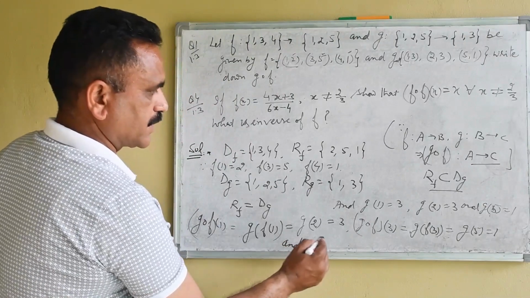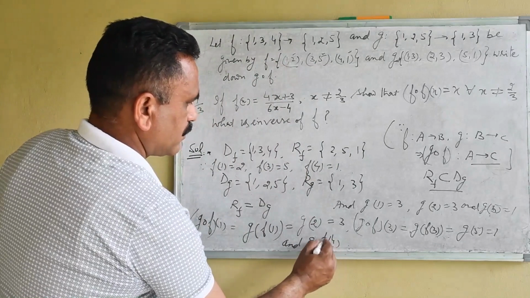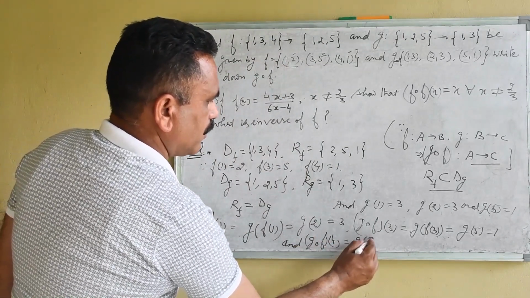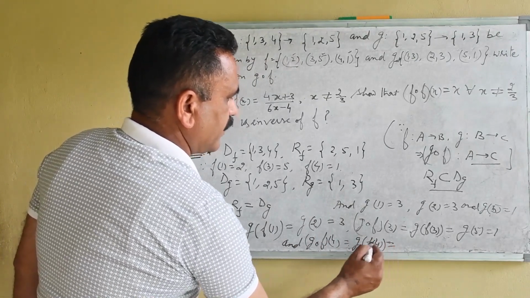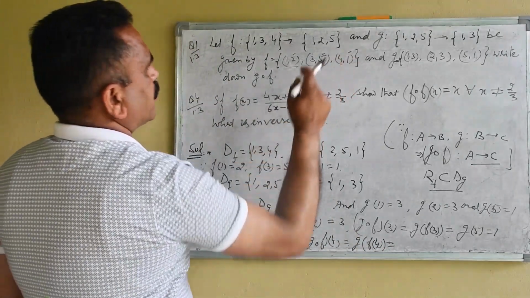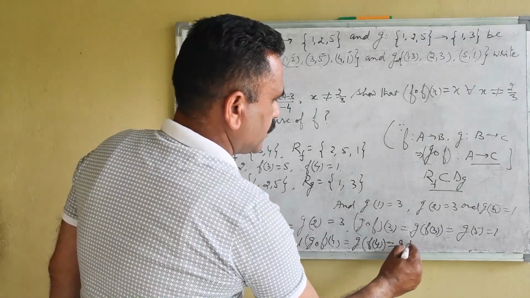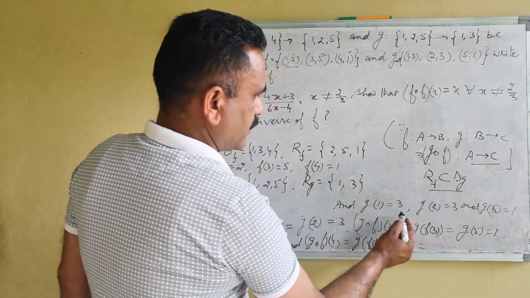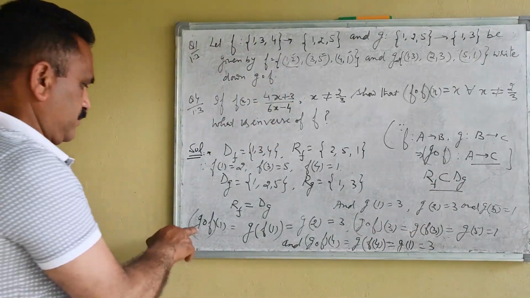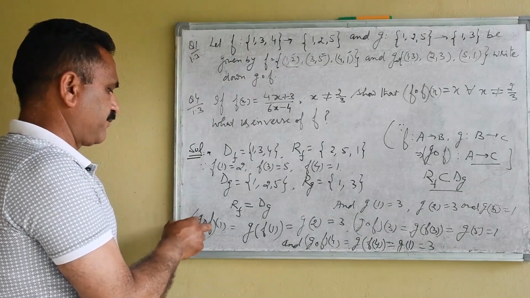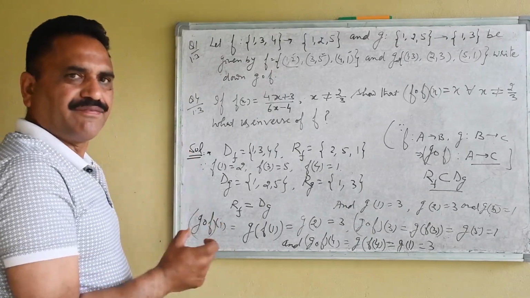And the third element, what is the third element? The third element of the domain is 4. So this is equal to g of f of 4. What is the value of f of 4? We have seen here, f of 4 is equal to 1. So this is g of 1. What is the value of g of 1? 3. We have seen that when we do the composition as g of f, then instead of x in g, we will substitute the value of f(x).